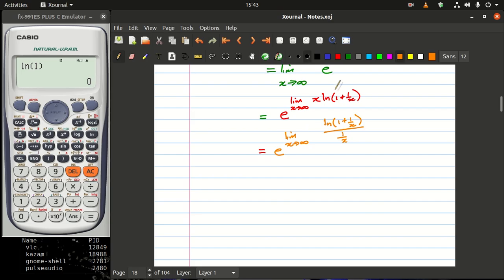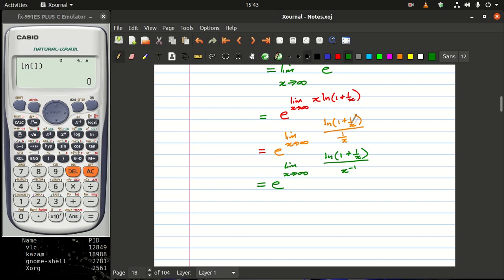Now that I have this function here, you will find out that this is the same as e raised to the limit as x approaches infinity of ln of 1 plus 1 over x, and then I'm going to divide this whole thing by x raised to minus 1. Remember that 1 over x is the same as x raised to minus 1. I just changed this. But now that you got this, is this one following L'Hopital's rule?